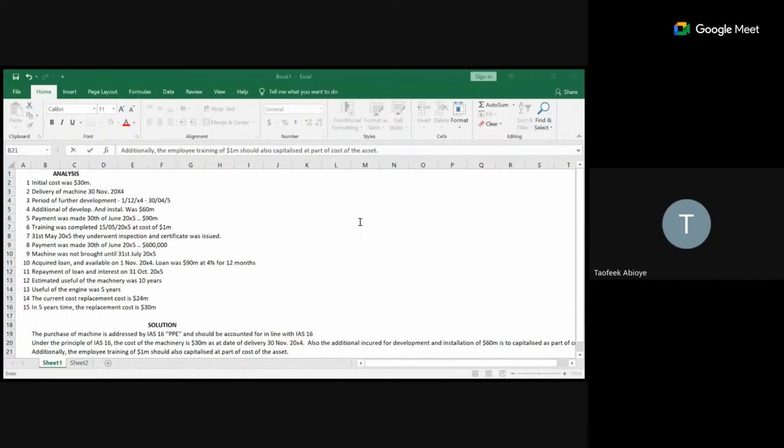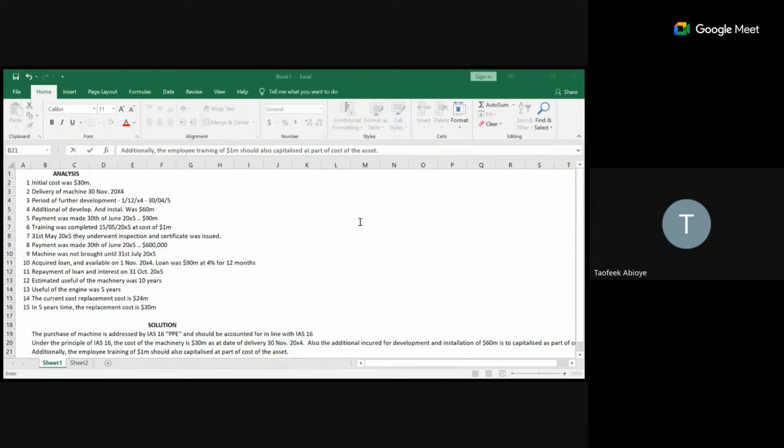I just remembered now. That training cost, when we were reading the standard, do you remember that there was no training cost? There was no training cost when we were reading the cost of the asset: the purchase, the delivery. There was no training cost. So I just remember very well now that it is the testing cost.